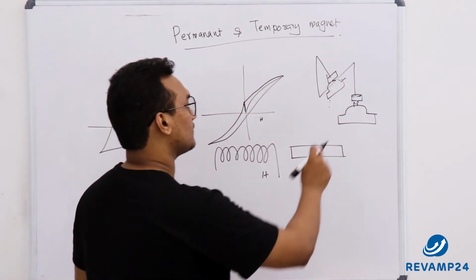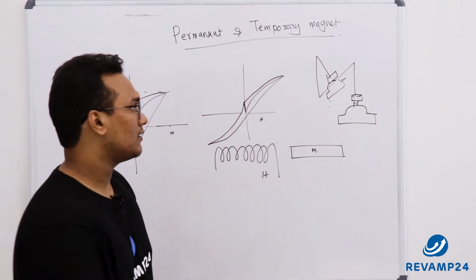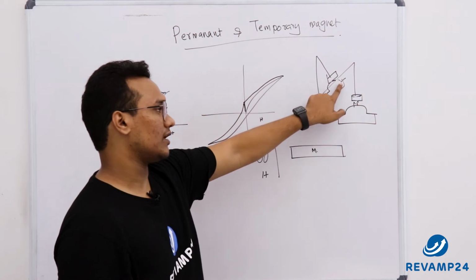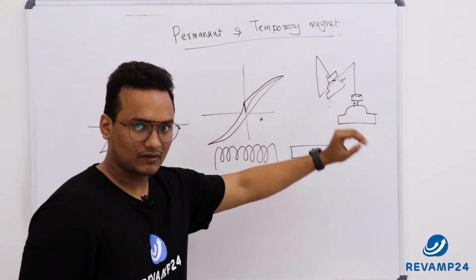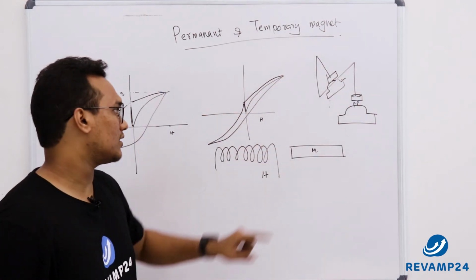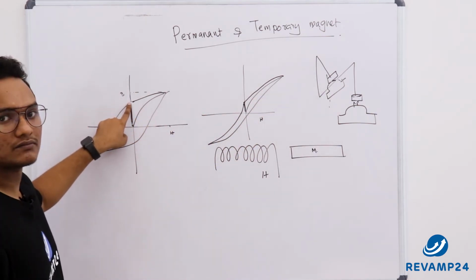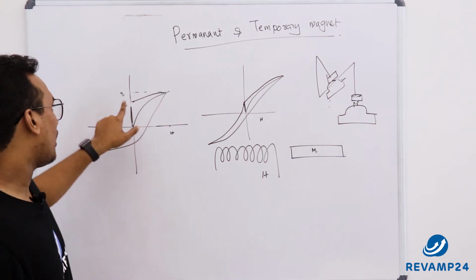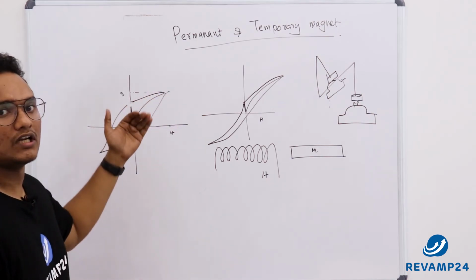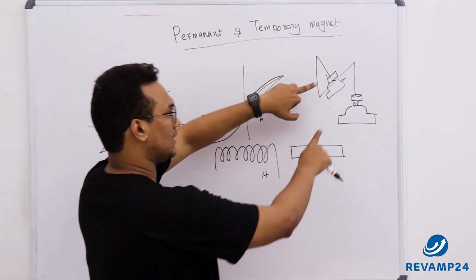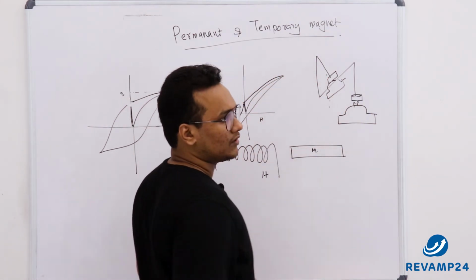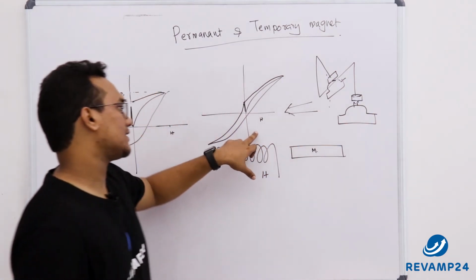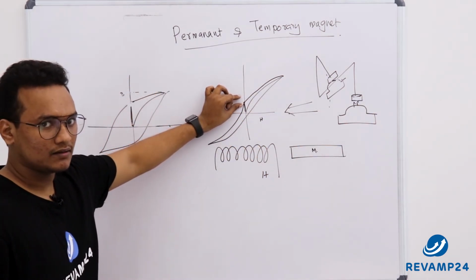If this were a permanent magnet, what would happen? The car will be attached, but even though we keep H equal to 0 at this position, can we drop off the car? No, because it will have higher retention inside, almost the same as that of the fully magnetized condition. So still the car will be at this position. So for this application, we use materials that have lower retentivity.